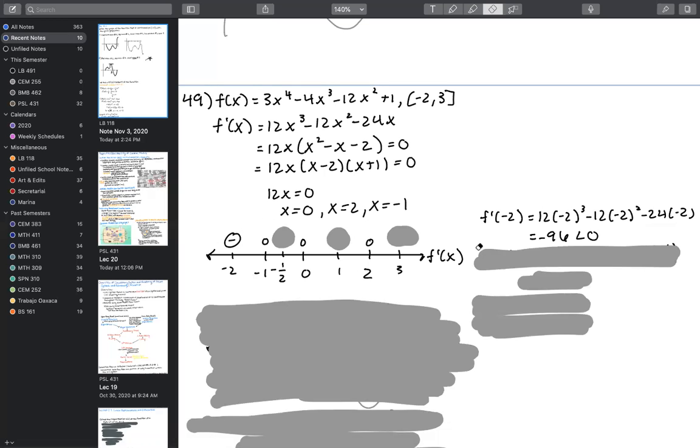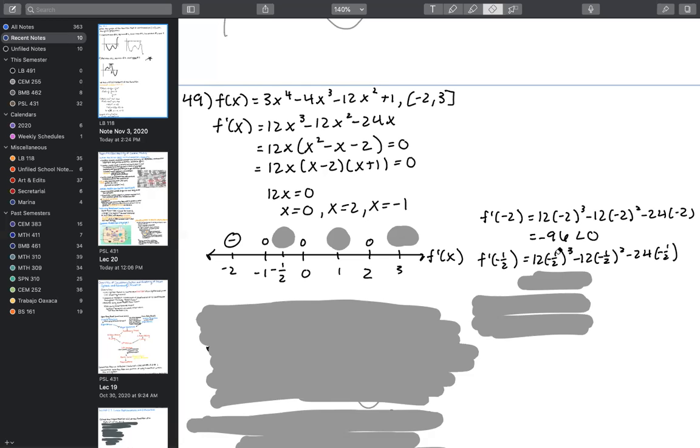Next value that we are going to evaluate is f prime of -1/2. Like I said, I don't write out the simplification of this, but -1/2 to the third power is going to be -1/8. So -1 times -1 times -1. We're going to keep that negative sign because we're multiplying by -1 3 times.